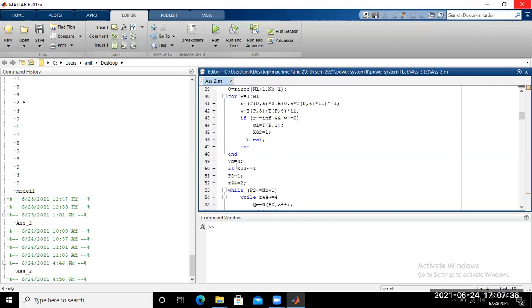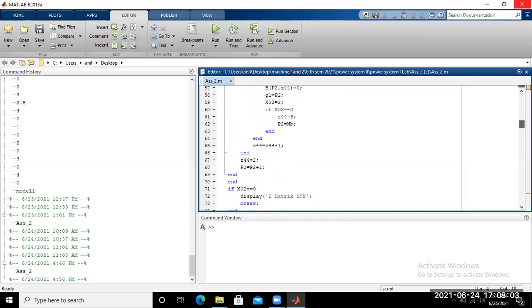Next VB equal to B. If X02 equal to 1, then P2 equal to 1 and Z44 equal to 2. Otherwise, while P2 equal to NB plus 1, Z44 equal to 4. So Q equal to B and B is P2 comma Z44. Stop the loop by int and next again start from if X02 is equal to 0.